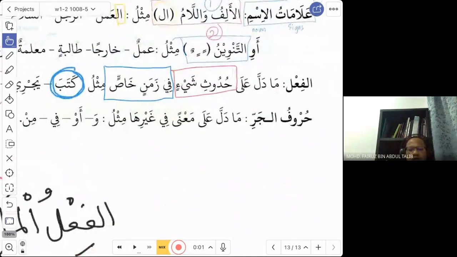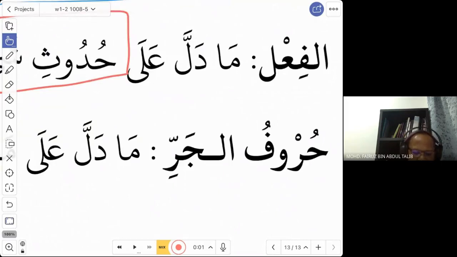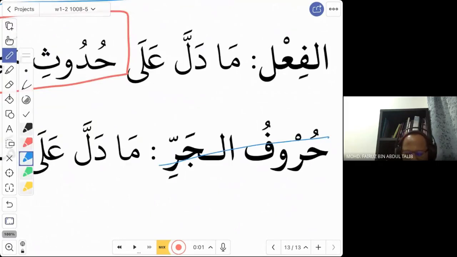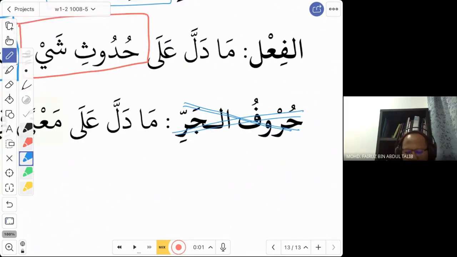Okay, for the last one, we have fi'l, we have isim. The last one is harf, right? Harf. But here this is a mistake. Okay, they made a mistake here. It is not huruful jar. Please correct this. It is al harf. What they wrote here is actually one example of huruful jar, of harf. Okay, we will learn that later. But at the moment, we just learn the basic about al-harf.